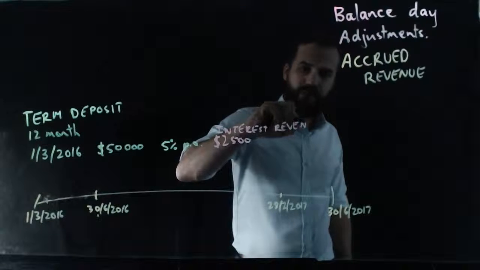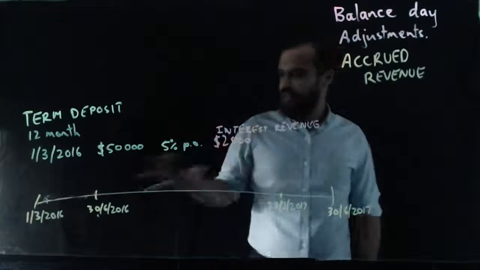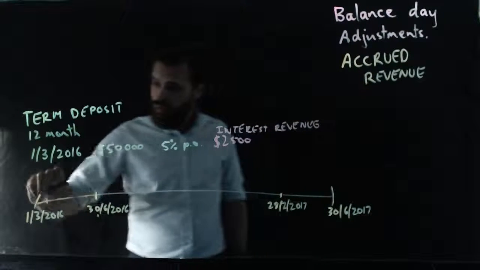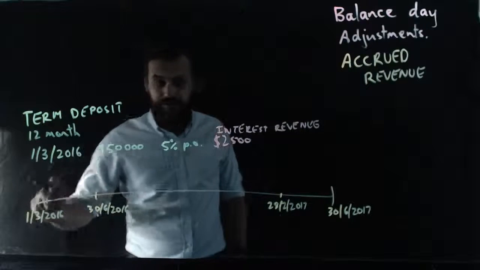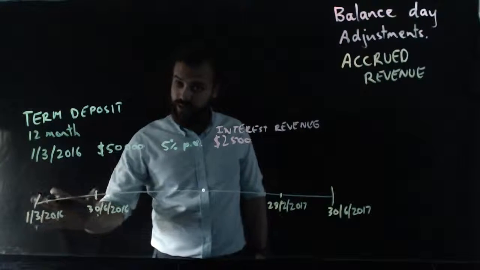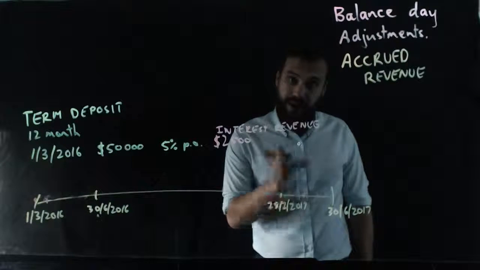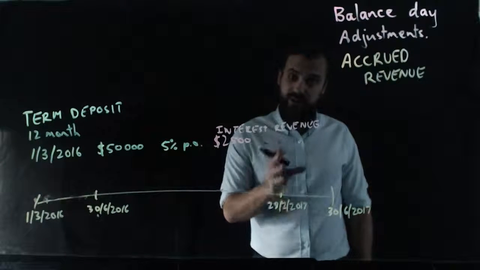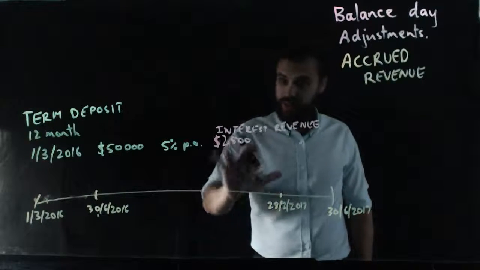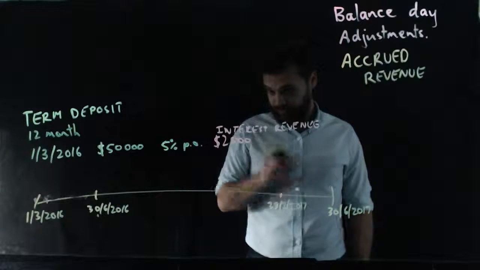Now, I've got my timeline down there, you can see. This is where I put the term deposit in, on the 1st of the 3rd, 2016. And here is where I get the money out, on the 28th of the 2nd, 2017. And that's where they pay me $2,500 in interest revenue.